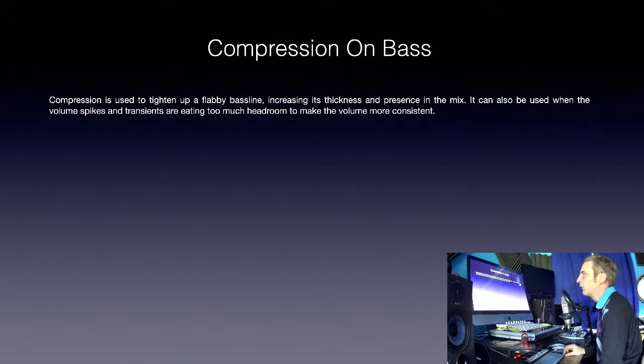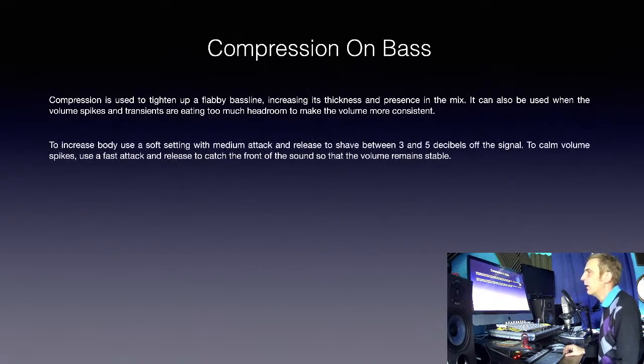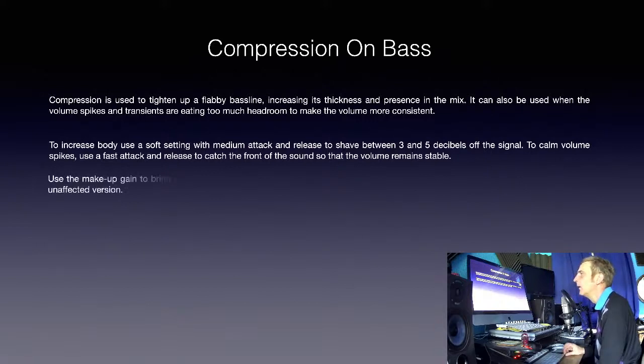So it's used to tighten up a flabby bass, increasing the thickness and presence in the mix. It can also be used when volume spikes and transients are eating too much headroom, to make the volume more consistent. And that's what I was talking about there. It makes everything more consistent. It brings the big volume spikes and crushes them down. To increase the body, use a soft setting with a medium attack and release to shave between 3 and 5 decibels off the signal. To calm the volume spikes, use a fast attack and release to catch the front of the sound so that the volume remains stable.